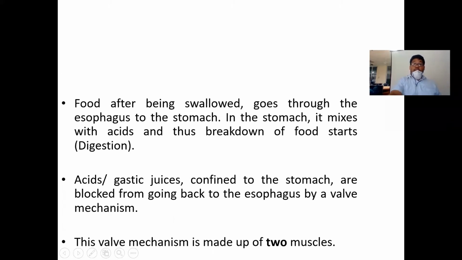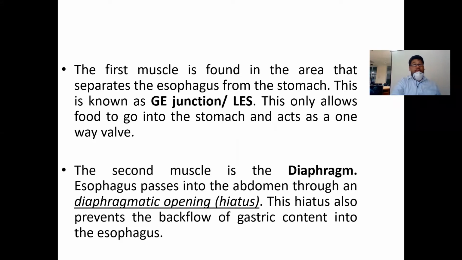Food after being swallowed goes through the esophagus to the stomach, and in the stomach it gets mixed with the acid and the breakdown process of food starts. And this acid, gastric juice, and food which is confined to the stomach are blocked from going back to the esophagus by a valve mechanism. This valve mechanism is made up of two muscles: first is the lower esophageal sphincter and another is the diaphragm. These two help in preventing the reflux.